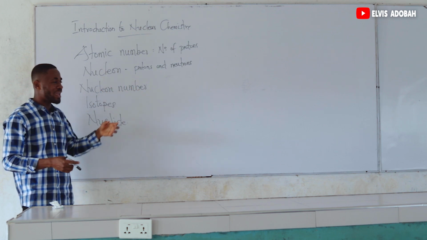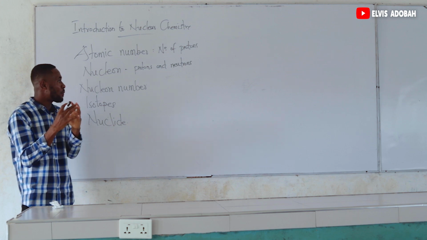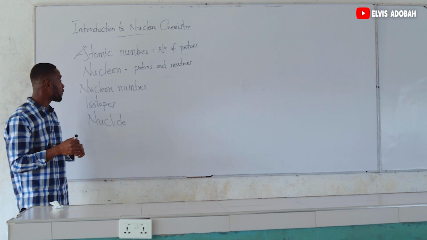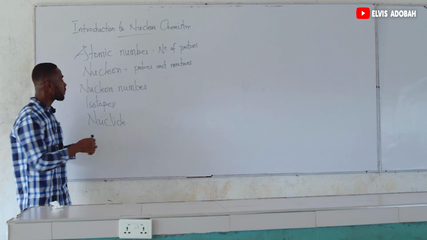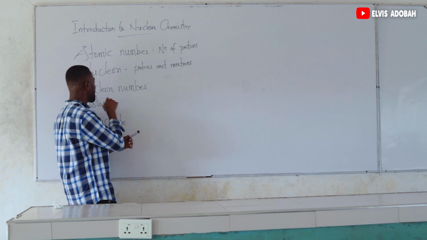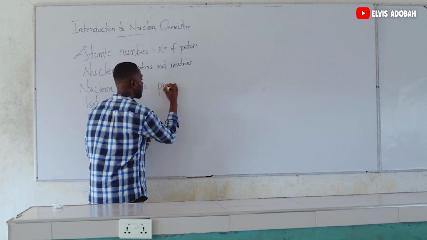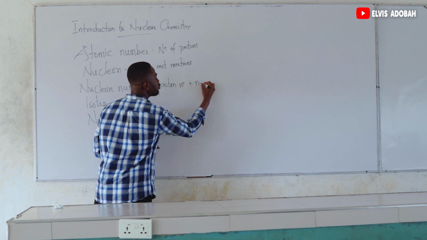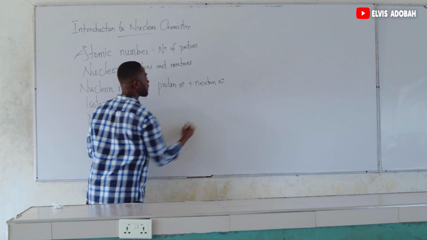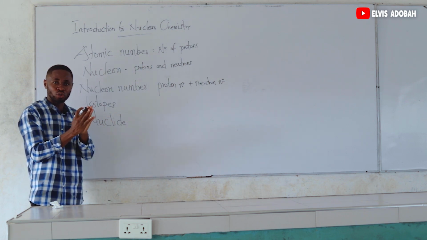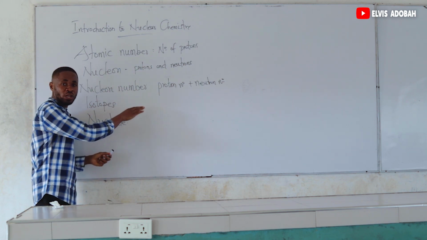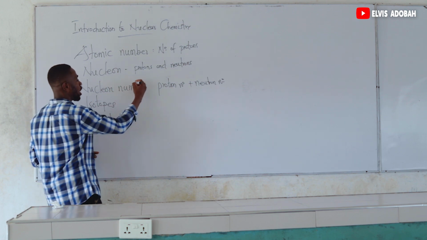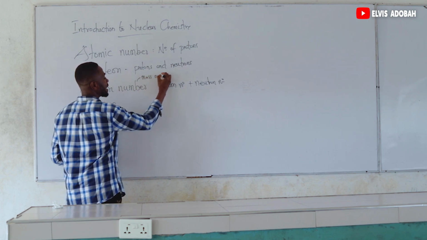Now the nucleon number is the sum of the number of protons and the number of neutrons in the nucleus of an atom. Let us not confuse nucleon number with nucleon. Nucleon refers to the protons and the neutrons in the atom, while the nucleon number refers to the sum. So the number of protons, which is the proton number, plus the number of neutrons, which is the neutron number, gives what we call the nucleon number. This nucleon number also has another name. We can also call it the mass number.